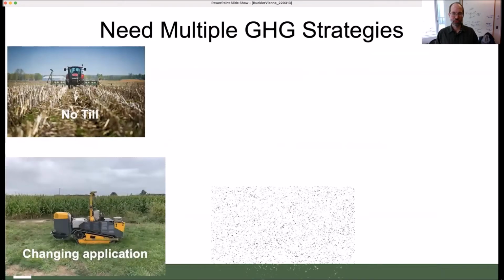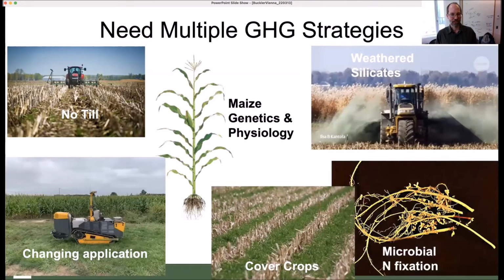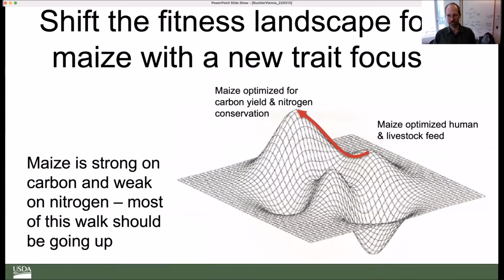And so we really need multiple strategies here. It's not just a crop thing. There are all sorts of agronomic issues, from no-till, changing application routes, using cover crops, microbial fixation, and using things like weathered silicates. But one of the strategies that up till now hasn't been tackled very much is how to actually use the genetics and physiology of the main crop to tackle its greenhouse gas emissions. A lot of the things that surround it have been the big focus there.